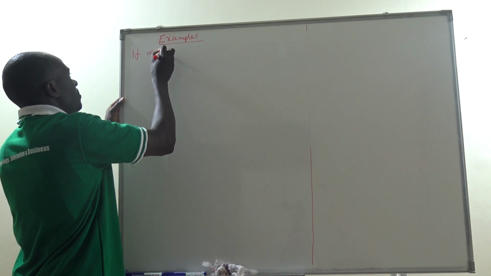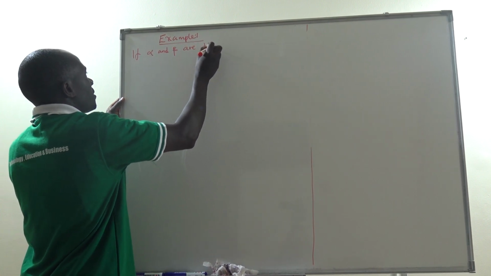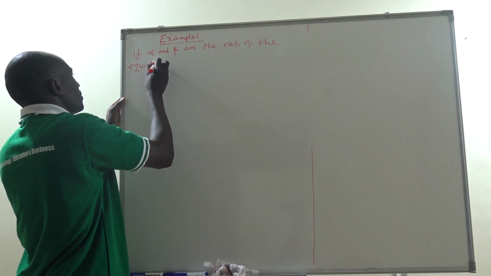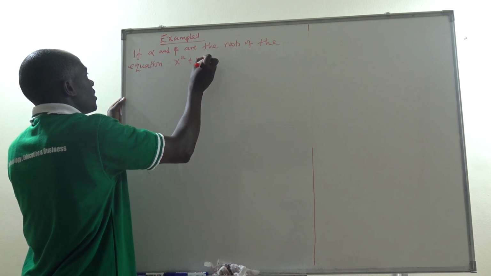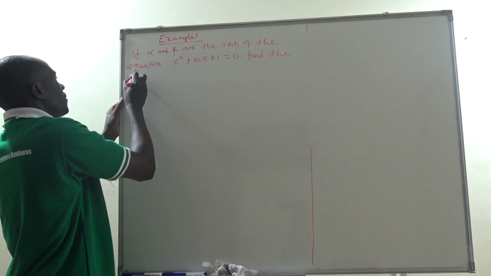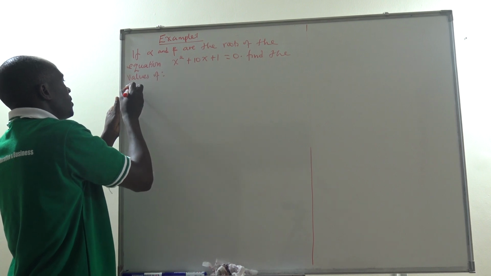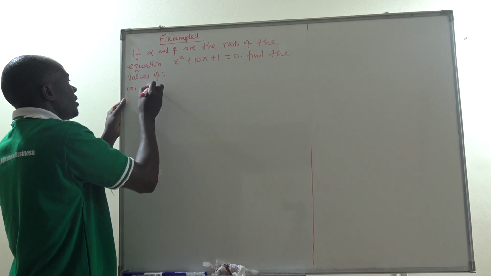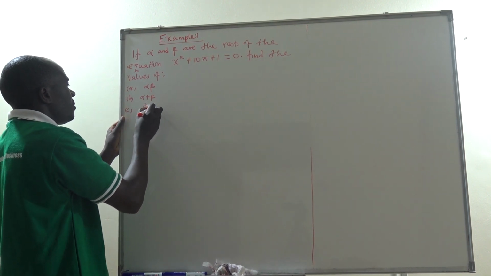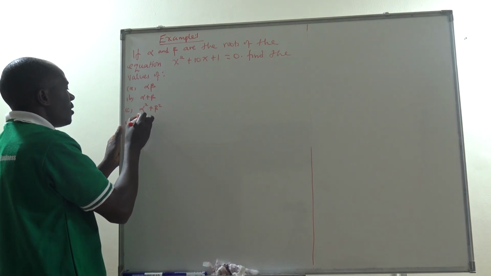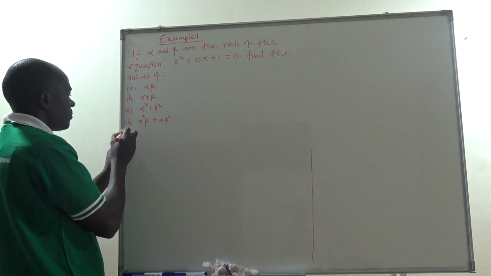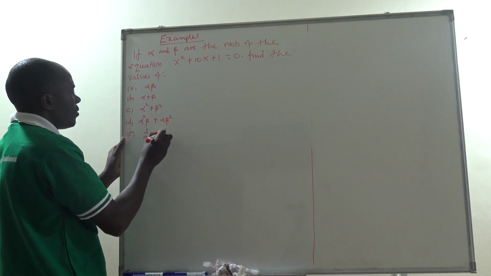If alpha and beta are the roots of the equation x squared plus 10x plus 1 equals 0, find the values of part A, alpha beta; part B, alpha plus beta; part C, alpha squared plus beta squared; part D, alpha squared beta plus alpha beta squared; part E, 1 over alpha plus 1 over beta.